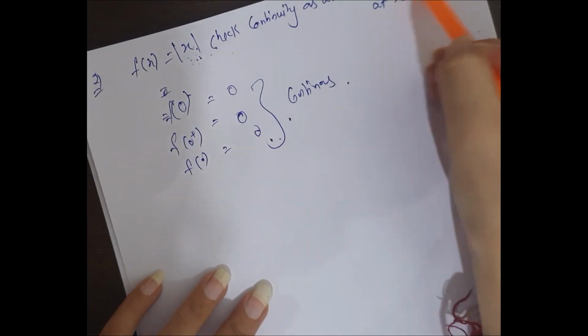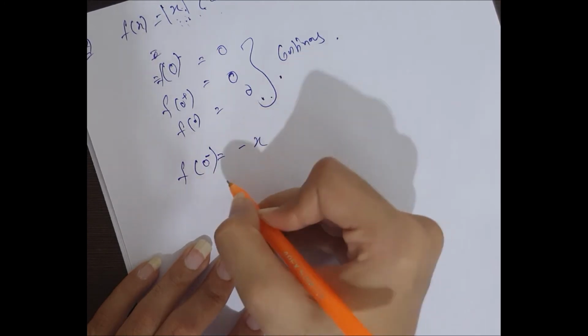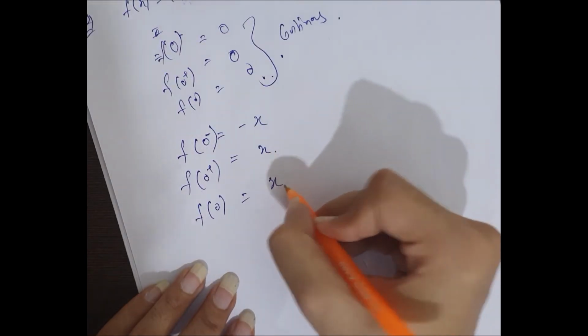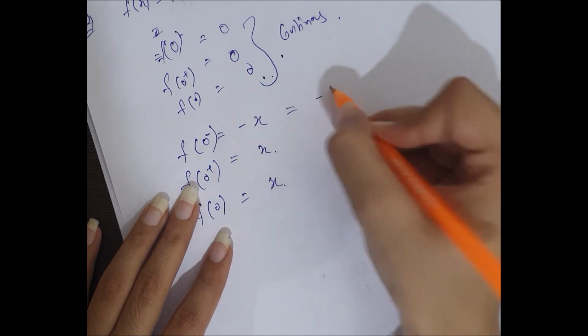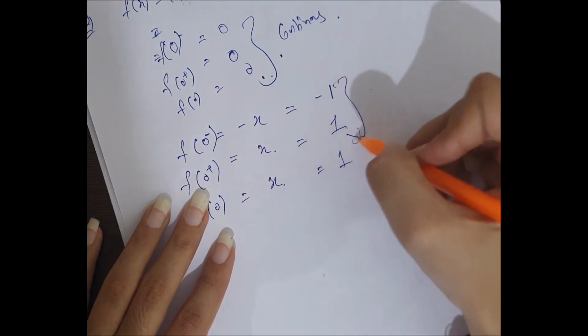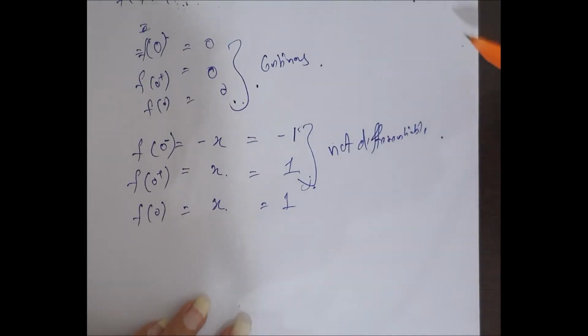Now check its differentiability. Now this function at 0 minus will be minus x, at 0 plus will be x, at 0 this is x. So if we differentiate it here, it will be minus 1. Here if we differentiate it, it will be 1. So because of this the function is not differentiable. So it means that this function is continuous but not differentiable.